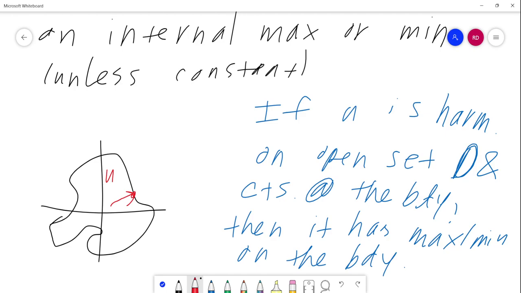So that's basically what we need to know about harmonic functions. And next time we will use this to explore the more complicated Green's function, and I will see you then.